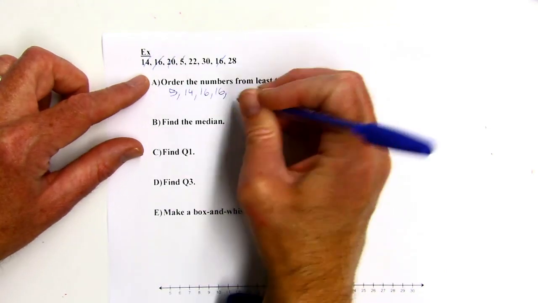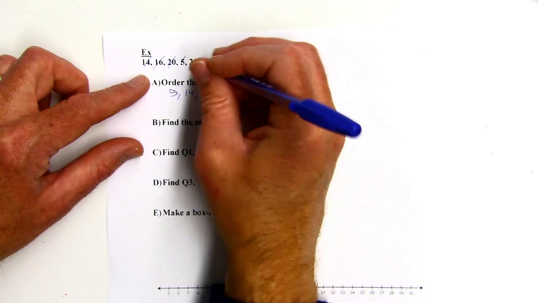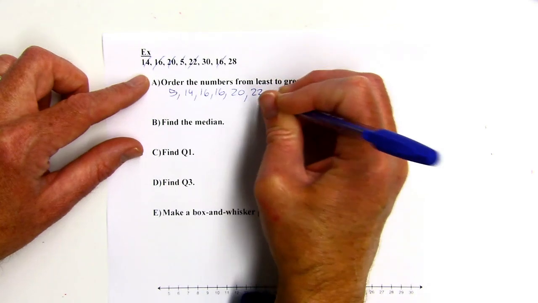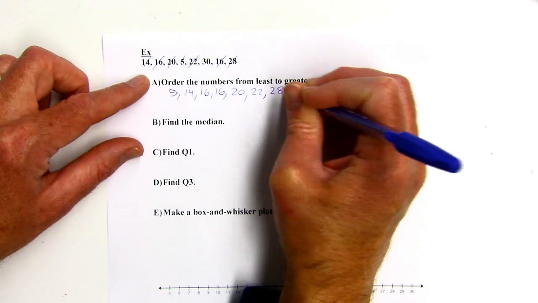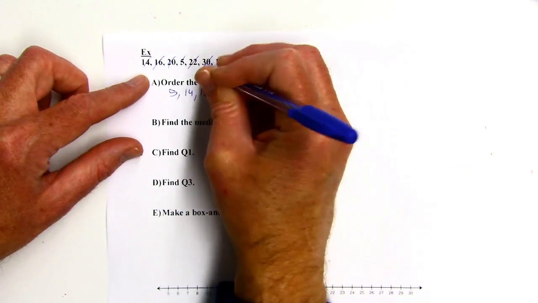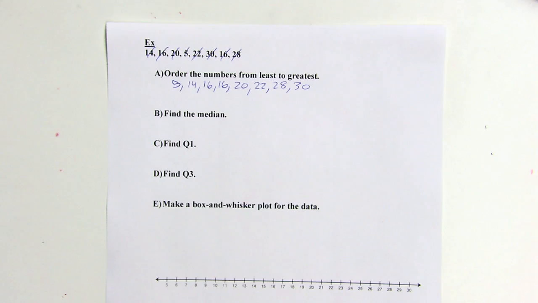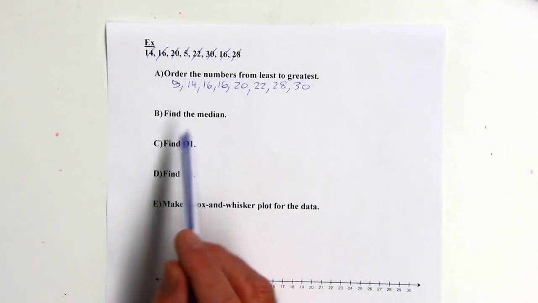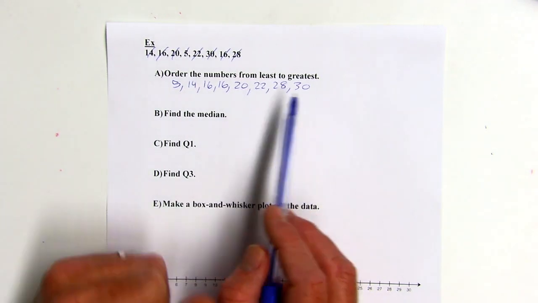Then I've got the 20. Then the 22. Then 28. And finally 30. Okay, there's my numbers from least to greatest because I'm going to find the median of these. So I'm looking for the number that's in the middle.